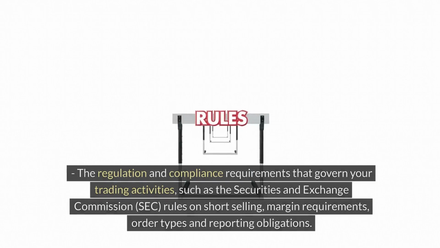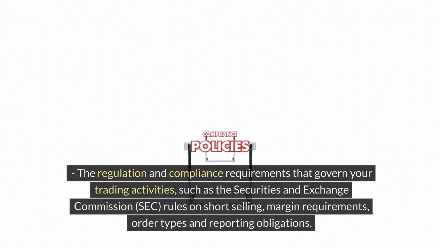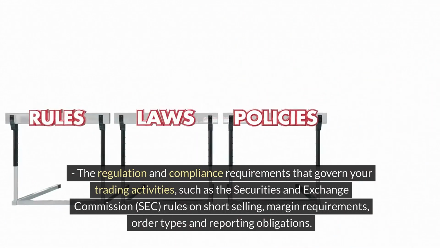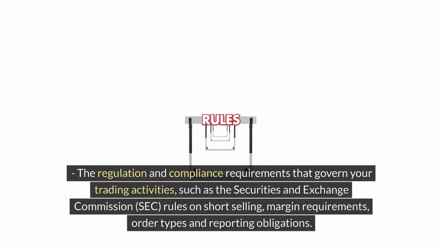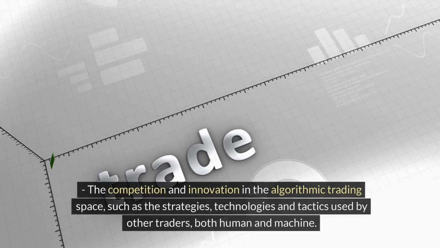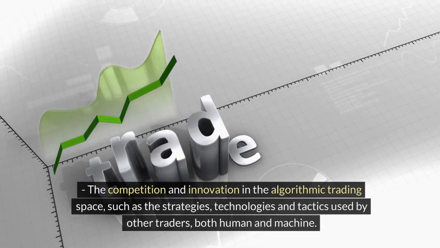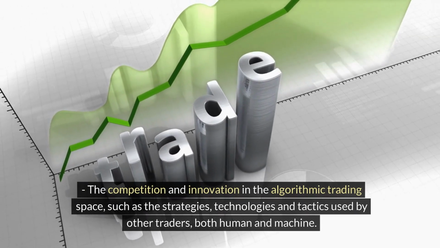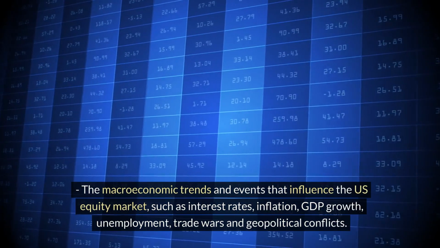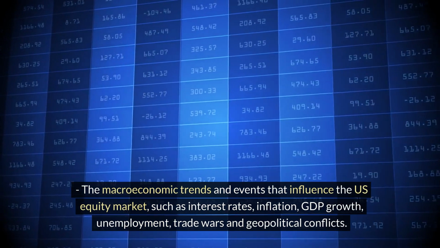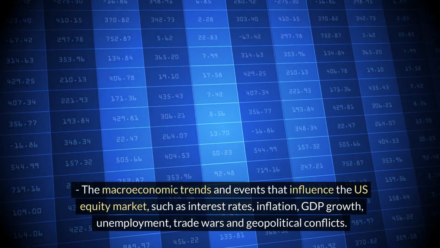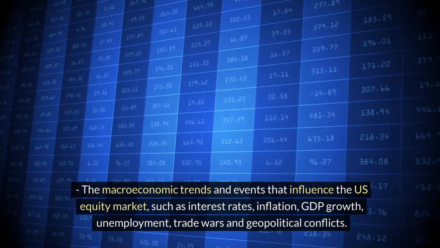The regulation and compliance requirements that govern your trading activities, such as the Securities and Exchange Commission, SEC, rules on short selling, margin requirements, order types, and reporting obligations. The competition and innovation in the algorithmic trading space, such as the strategies, technologies, and tactics used by other traders, both human and machine. The macroeconomic trends and events that influence the US equity market, such as interest rates, inflation, GDP growth, unemployment, trade wars, and geopolitical conflicts.